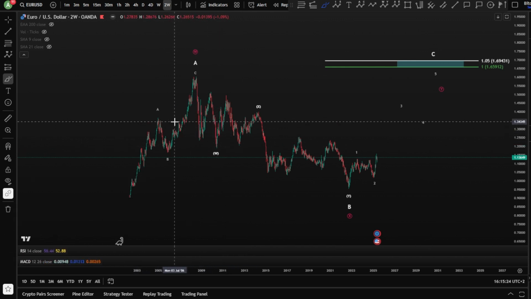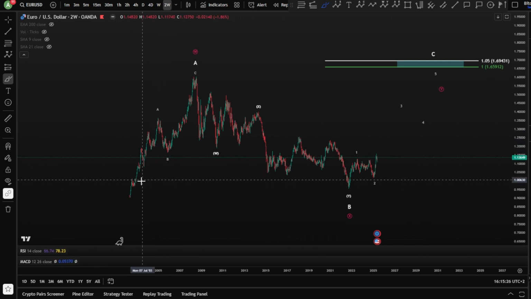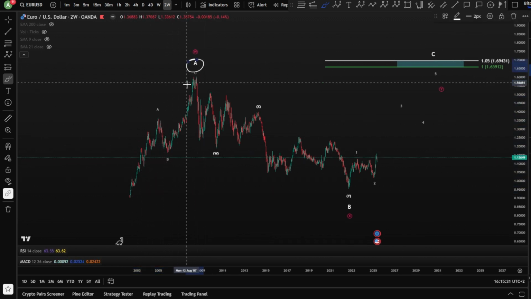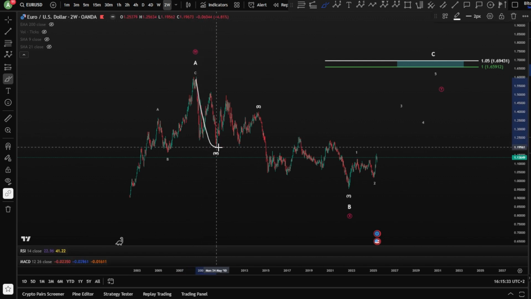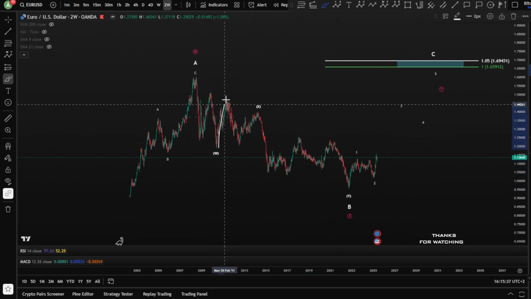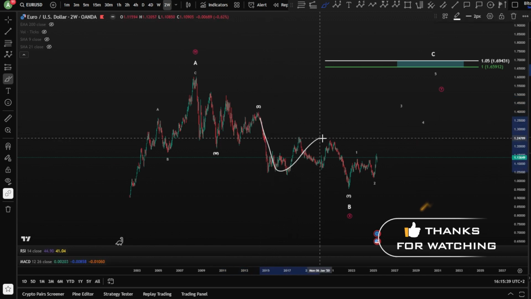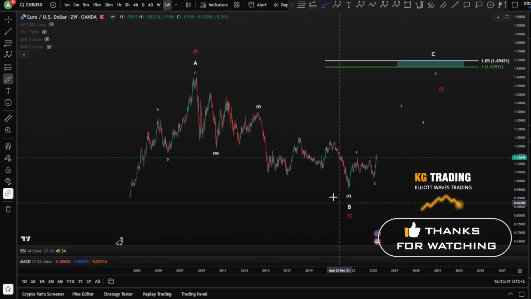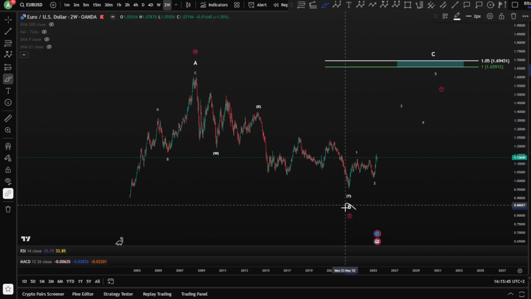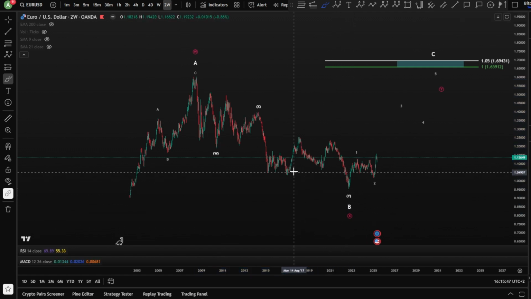Starting on the all-time history for the Euro, we are looking here at a zigzag ABC, finishing potentially a wave A, and of course followed by a W, X, and a Y. The W is a zigzag, the X is a running flat, and the Y is another zigzag. So double zigzag in a complex structure W, X, and a Y, finishing wave B or potential wave X.